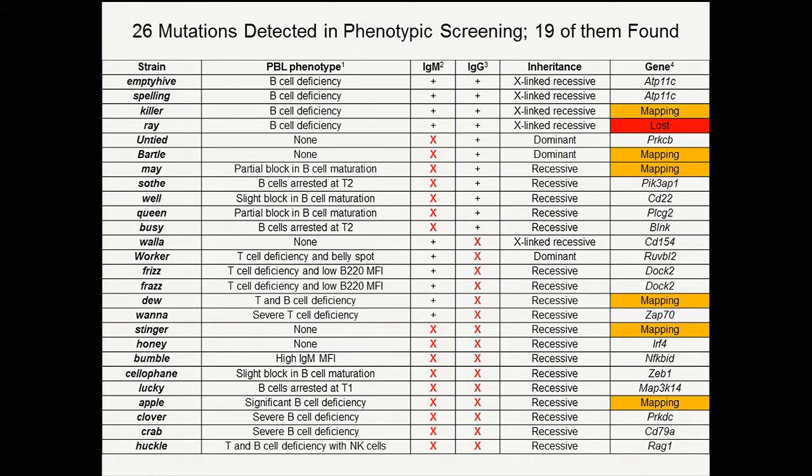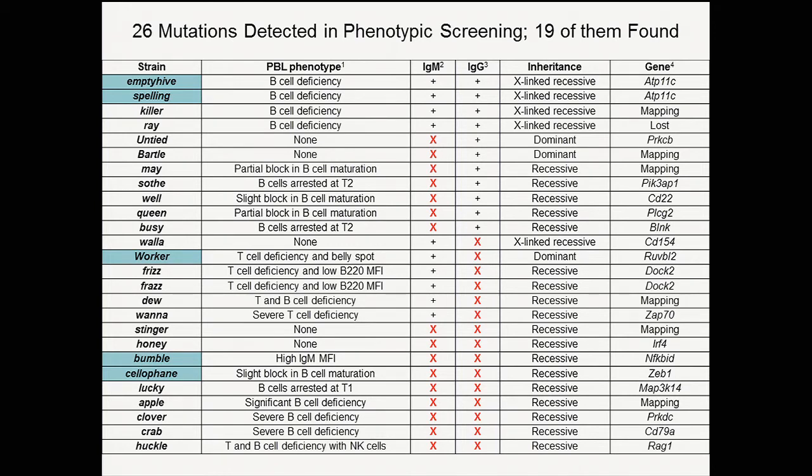You see that these are all the mutations in the left-hand column, and we were able to track down the gene in many cases. In those shown in yellow, we're still mapping at this time. One of the mutations was actually lost, but most of them were found by this point. And 5 of them were quite interesting, and those 5 fell into 4 genes.